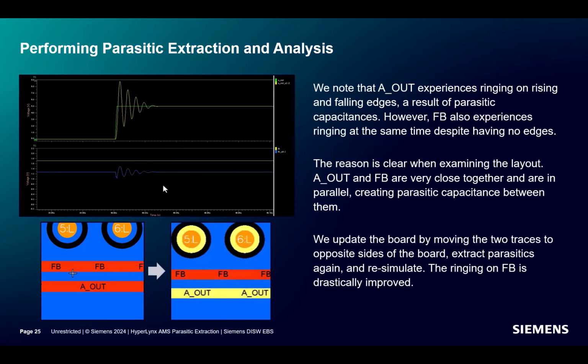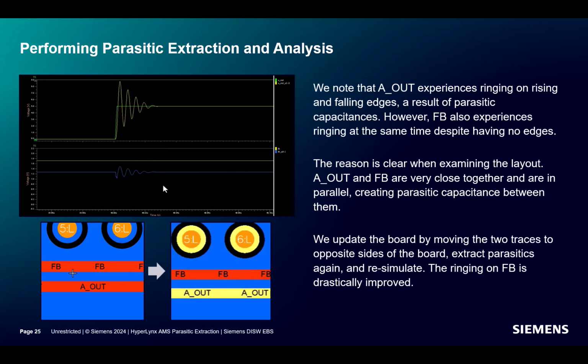We update the board by moving the two traces to the opposite side of the board, extract parasitics again, and resimulate. The ringing on feedback is drastically improved. Try this yourself and observe the full results in the Hyperlinks AMS Parasitic Extraction Workshop on Siemens Xcelerator Academy.